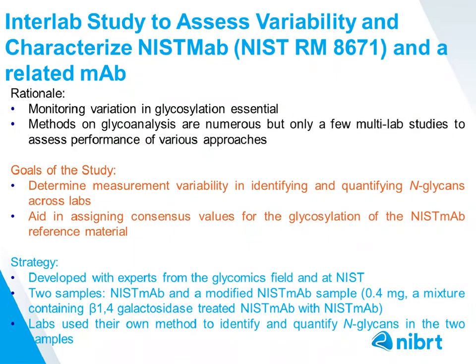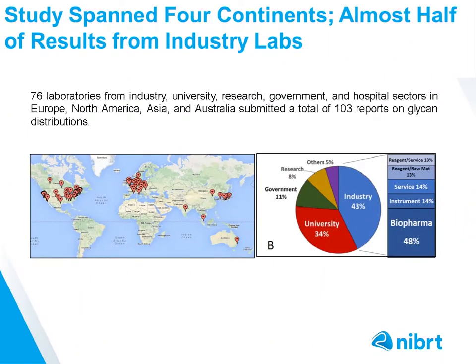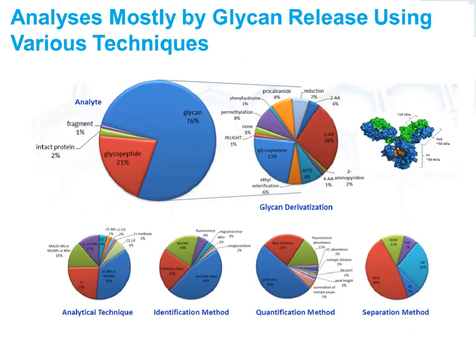And then the labs were asked to use any method of their choice to identify and quantify the N-glycans in their samples. So this is just to give you an idea of the spread across the world of the participants in this study. As I mentioned, 76 labs participated, but what's particularly important about this study is the really high participation from industry. So as you can see, 43% of participants were from industry and 34% from university sectors. Even more importantly, in the industrial sector, you can see some of the service providers, the instrument providers, but almost 50% of those came from Biopharma directly. So that's either the R&D labs or some of the manufacturing sites. So the information contained within this report is really, really valuable.